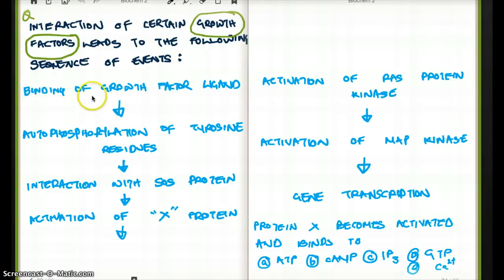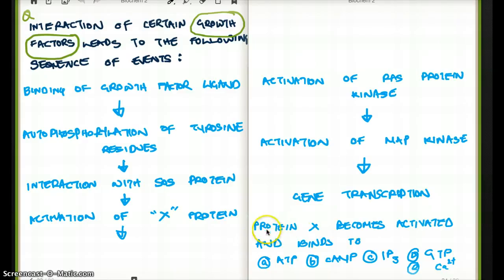First, there is binding of growth factor ligand. After binding, this leads to autophosphorylation of the tyrosine residue. Then there is interaction with SOS protein, which leads to activation of X protein. That leads to activation of RAS protein kinase, activation of MAP kinase, eventually leading to gene transcription.